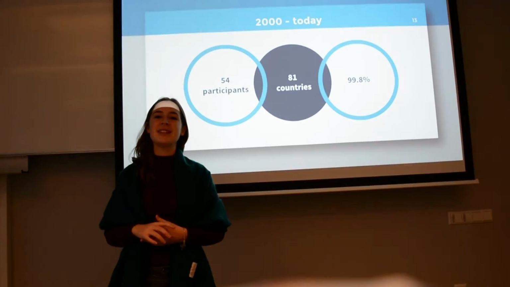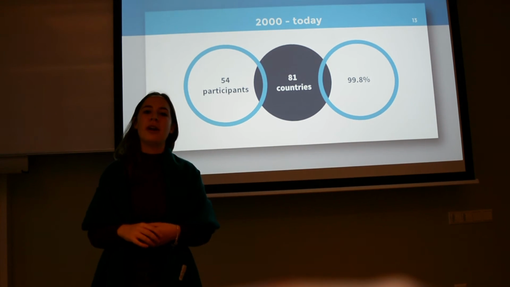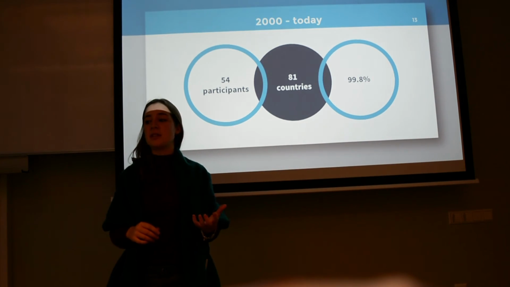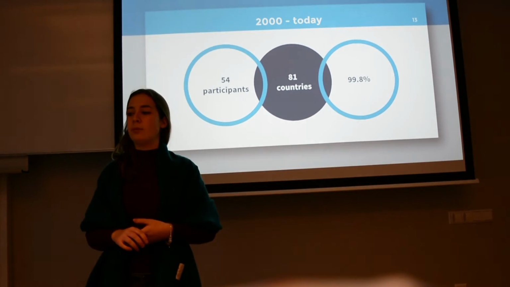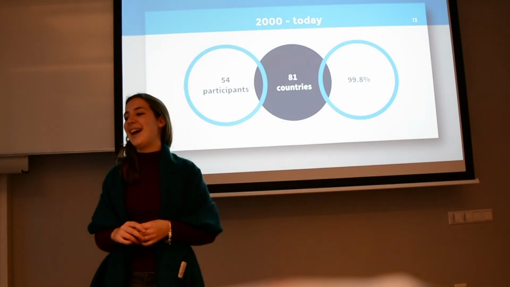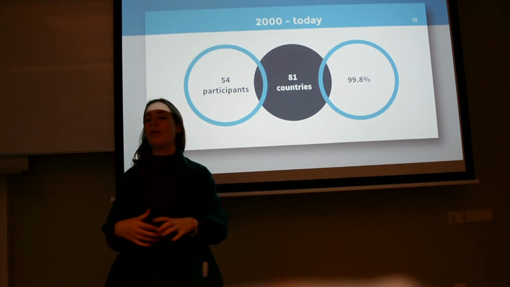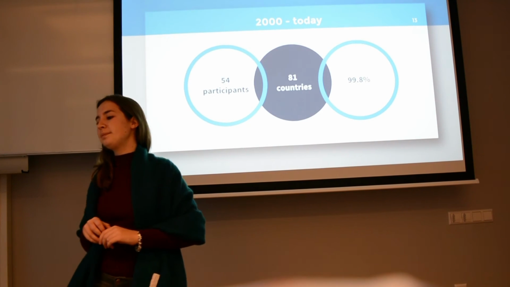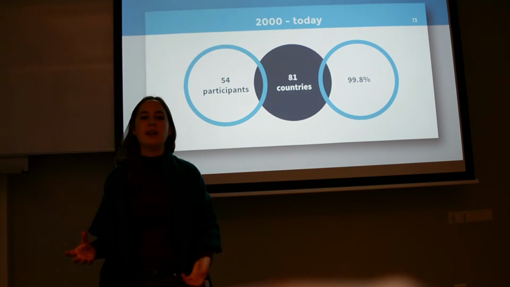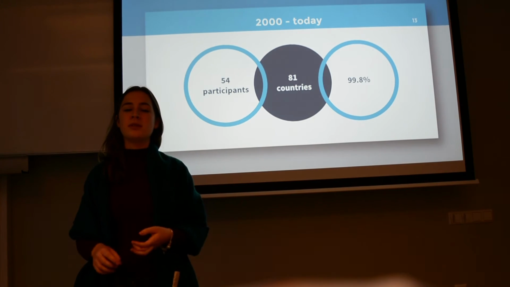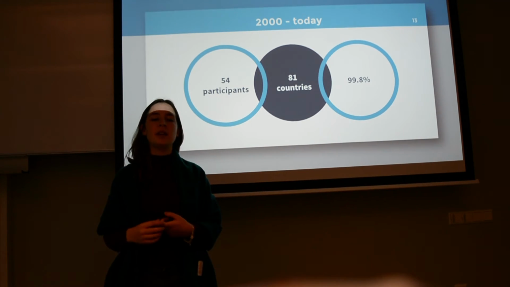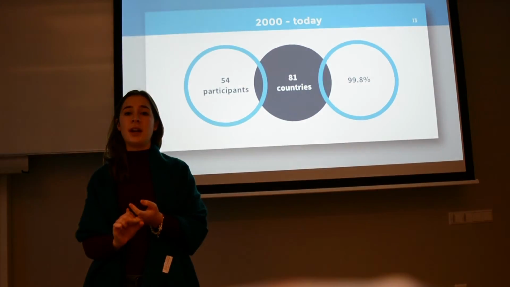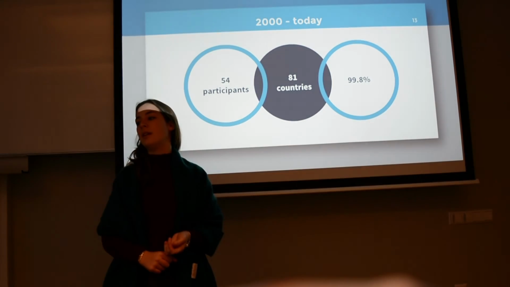So on a more positive note, from 2003 when the Kimberley process was implemented until now, the Kimberley process has 54 participants, representing 81 countries, and they actually have a share of 99.8% of the rough diamond industry. That means that they are really far-reaching, and a lot of scholars argue that the Kimberley process was, in this sense, very effective because they include the diamond industry, many countries and NGOs, and the UN Security Council.